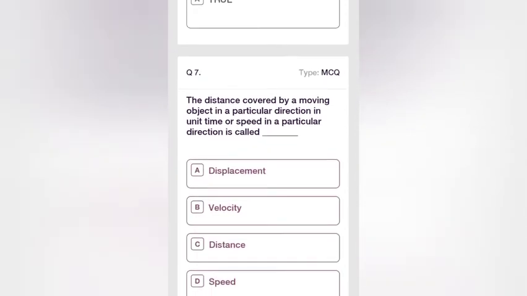Next question. Distance covered by a moving object in a particular direction in unit time, or speed in a particular direction, is called. If speed is a scalar quantity, as we have just seen, and it has direction, then it is said to be velocity, right? Because velocity is equal to displacement by time, whereas displacement has direction.